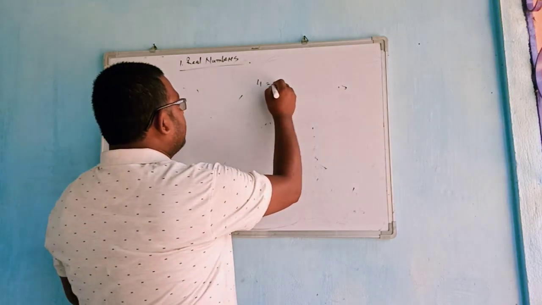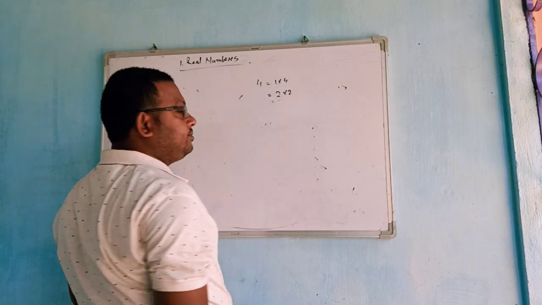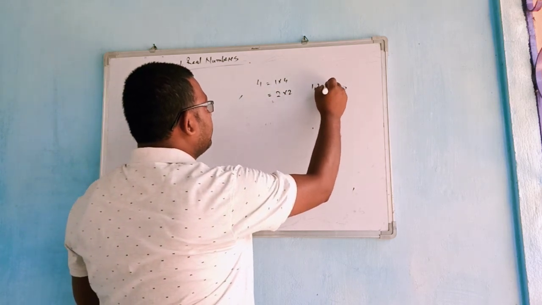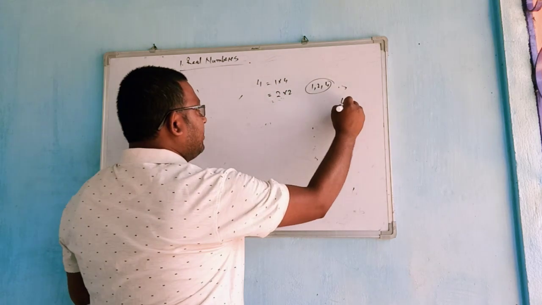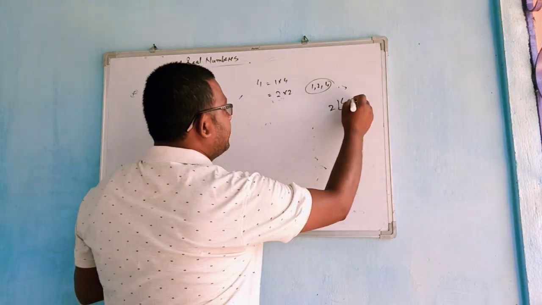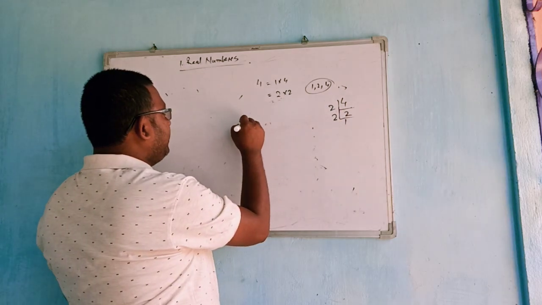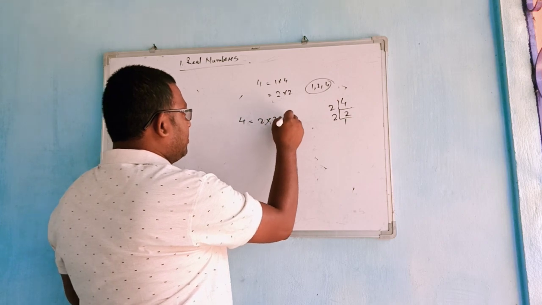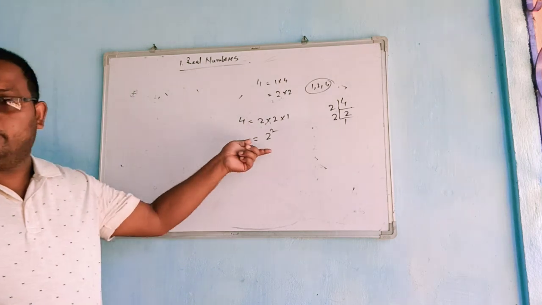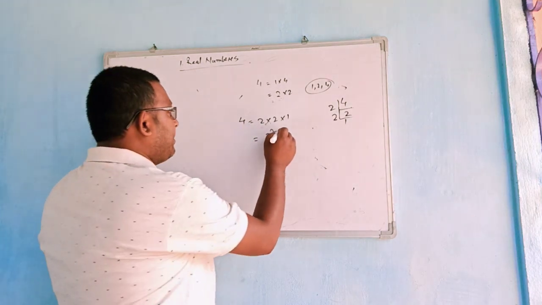So 4 equals 1 into 4, and again 2 into 2. So its factors are 1, 2 and 4. If 4 is factorized, 2 divides 4 to give 2, and again 2 divides 2 to give 1. This means 4 can be expressed as 2 into 2, that is 2 square. This means 2 is a prime number.